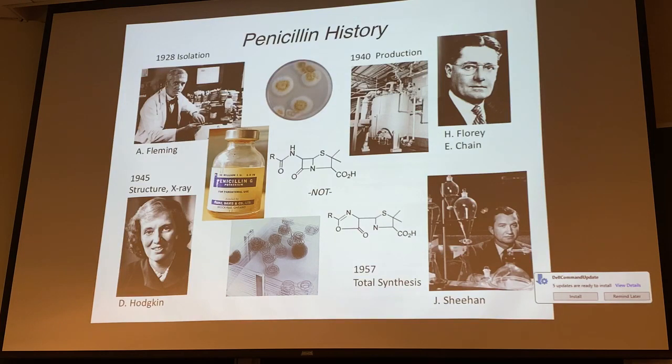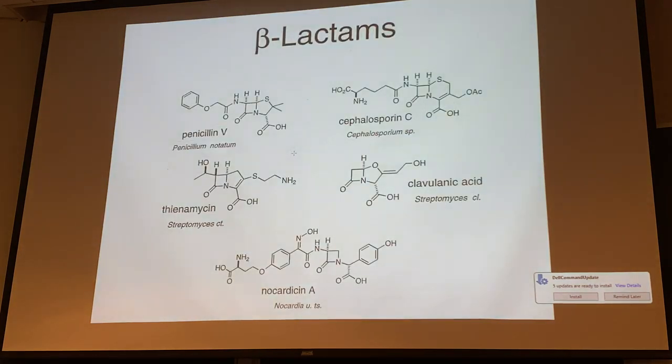And then at MIT, John Sheehan actually did the total synthesis of penicillin. They don't make it that way commercially. They culture 6-aminopenicillanic acid and then acylate this amine right here to make thousands of different types of penicillins. There's a whole bunch of these beta-lactams in the clinic. The most common one is penicillin V. That's probably the one you've taken before.